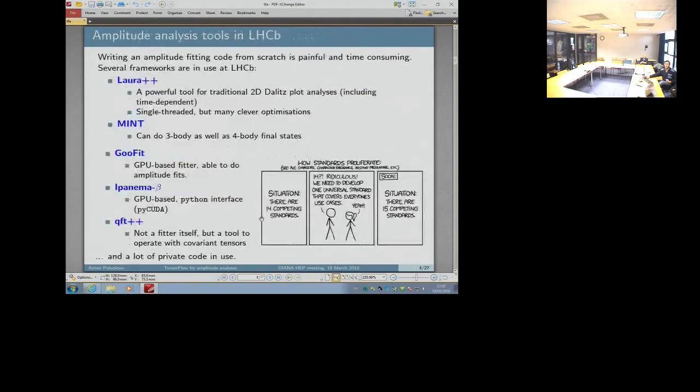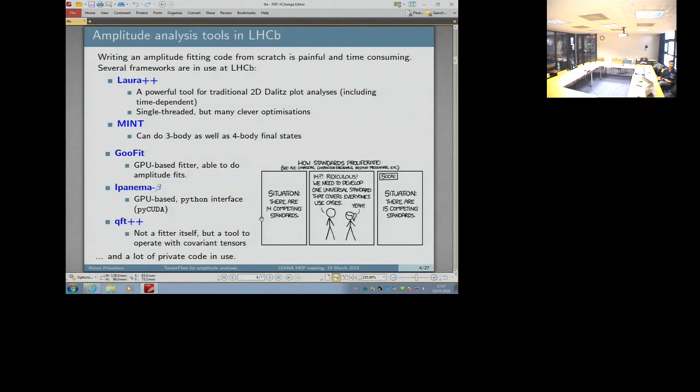So how are we dealing with this kind of fit? Of course, you don't want to do all this mathematics from scratch, although some analyses do. So we actually have a few analysis frameworks to deal with all this mathematics, and here I show some of them, probably not the complete list. The problem with all those frameworks is that they are not very flexible, I would say.